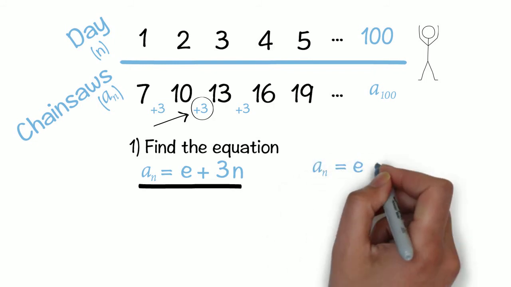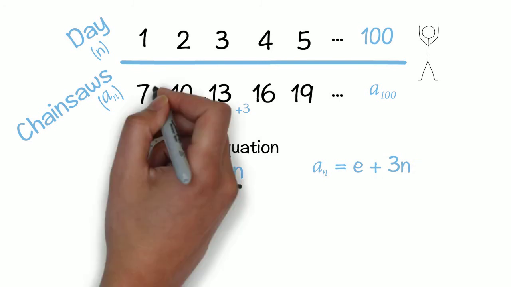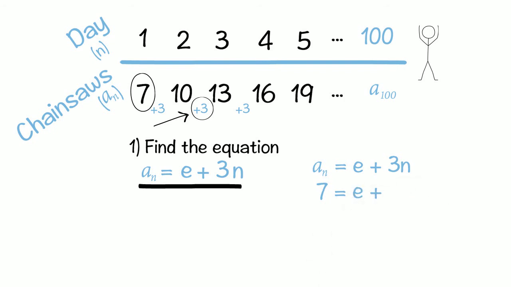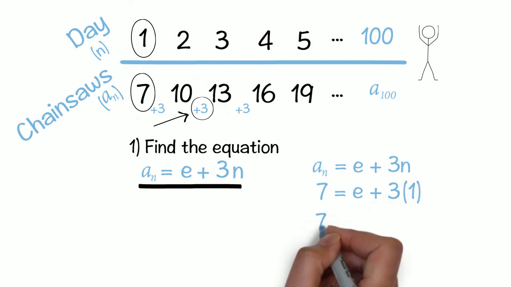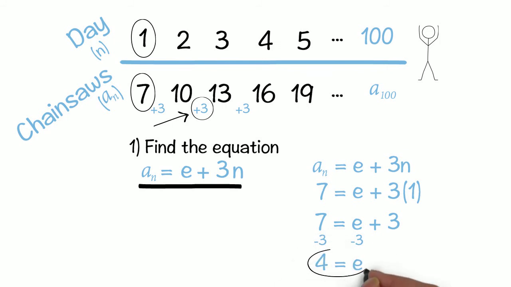Now let's take this equation that we have and let's find e. So a subscript n is equal to e plus 3n. That 3 comes from the difference. And we're going to pick a term. We'll pick the first term because it's the easiest. So a sub n becomes 7, and then our 1 becomes our new n. We plug that in, and whenever we subtract 3 from both sides, we find that 4 is equal to e.